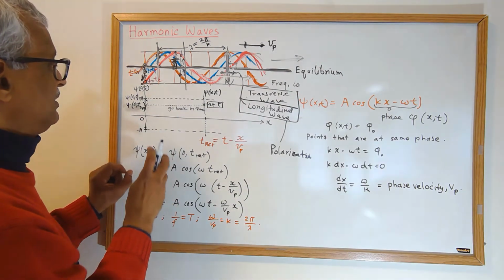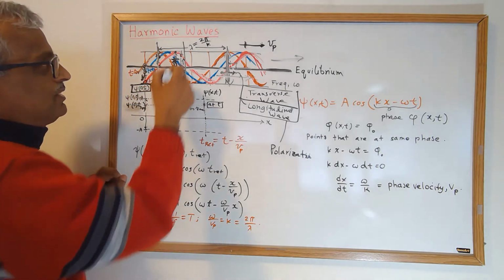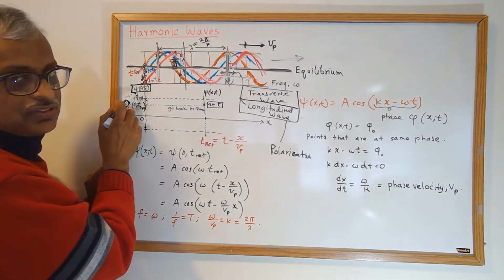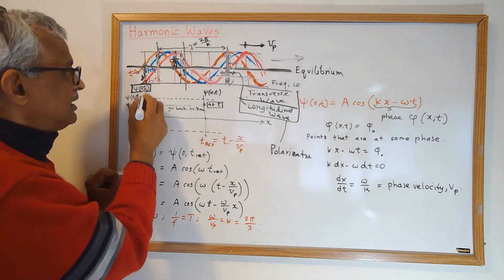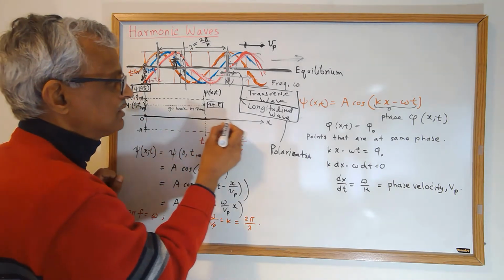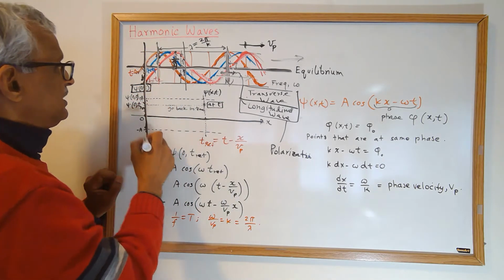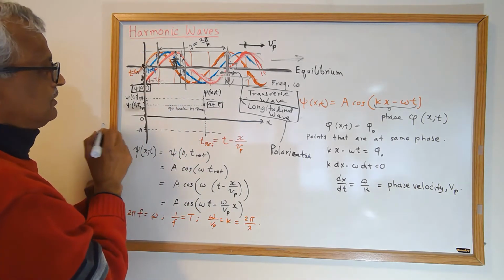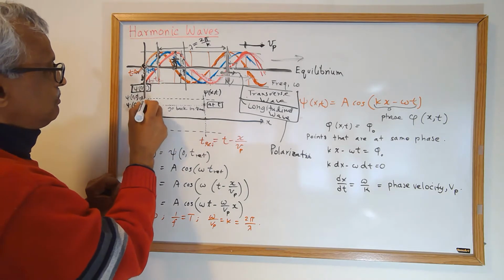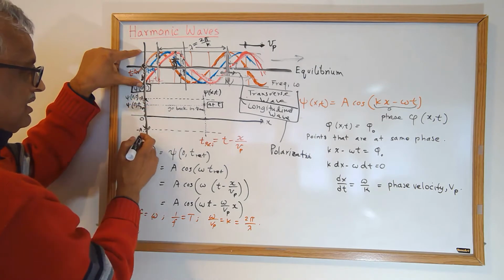So let's use the same kind of language. So instead of calling it y, we can call psi of x and t. So if this is, say, the x coordinate, and we're looking at that point, that motion is going to be between this and this. So this particle oscillates with plus A and minus A.